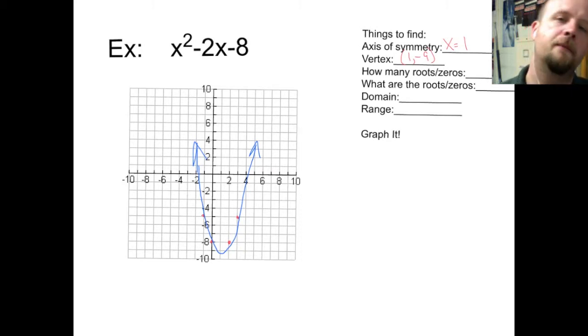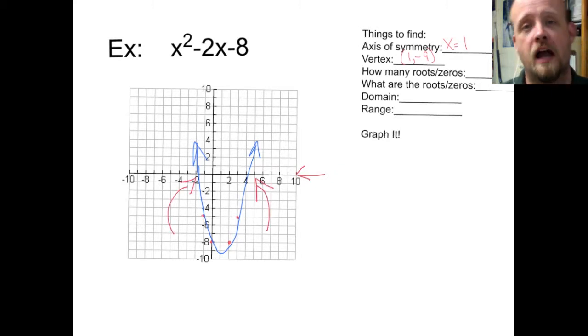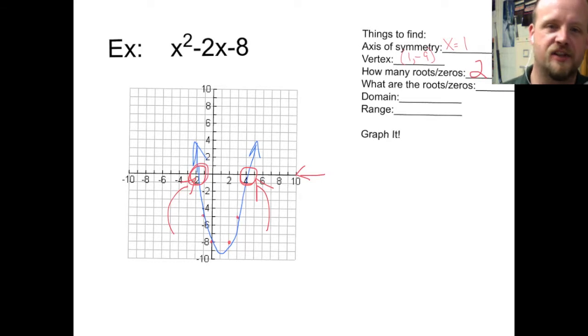So looking at this, it should be pretty obvious that there are two roots or zeros. That means that our parabola crosses our x-axis 2 times. Okay, so we've got one over here on the right, one over on the left, and so we can say that we have 2 roots or zeros. The second half of this is to look at what those roots or zeros are. Now, obviously my art's not great, so you can't quite tell exactly where it crosses our x-axis, but it's somewhere around 4, somewhere around -2.